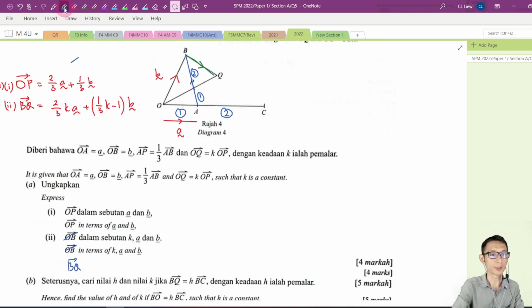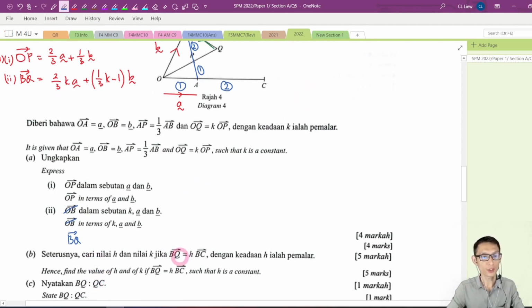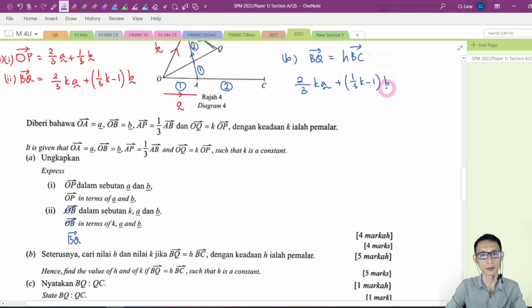Now let's go to part B. Hence, find the value of H and K. We want to find the value of H and K if BQ is equal to HBC. So BQ we got just now. Now let me copy here. BQ is equal to HBC. So we want to find the value of K and the value of H. So what's BQ? This one, just copy. 2 over 3 KA plus 1 over 3 K minus 1 B.